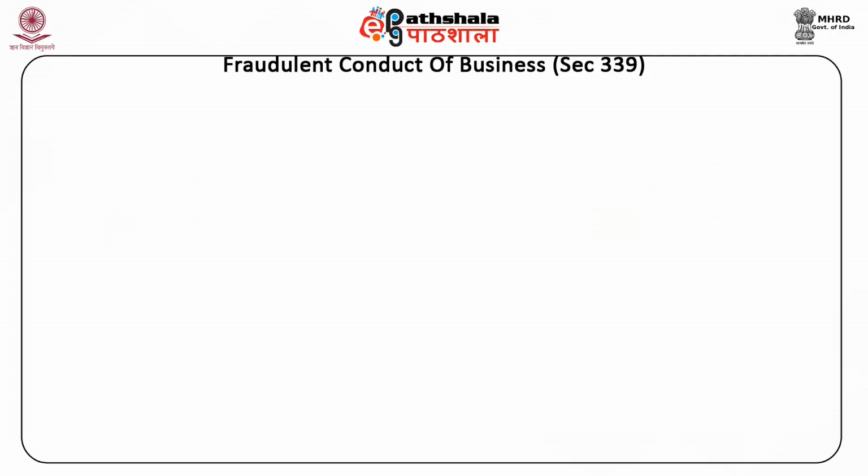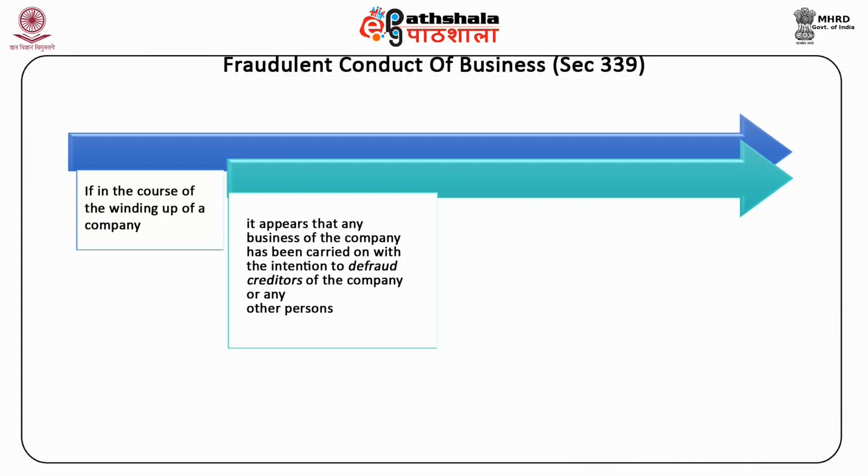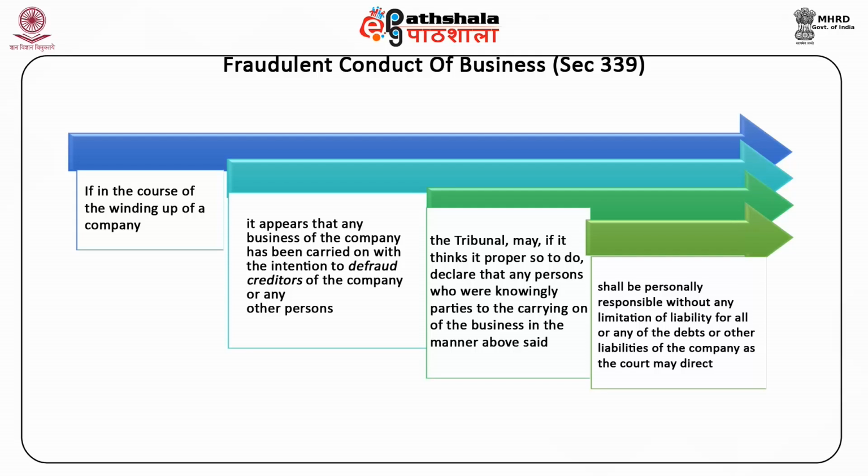We shall now discuss the fraudulent conduct of business. If in the course of the winding up of a company it appears that any business of the company has been carried on with the intention to defraud creditors of the company or any other persons, the tribunal, on the application of the official liquidator or the liquidator, or on application of any other creditor or contributory of the company, may, if it thinks it proper so to do, declare that any persons who were knowingly parties to the carrying on of the business in the manner aforesaid shall be personally responsible without any limitation of liability for all or any of the debts or other liabilities of the company as the court may direct.